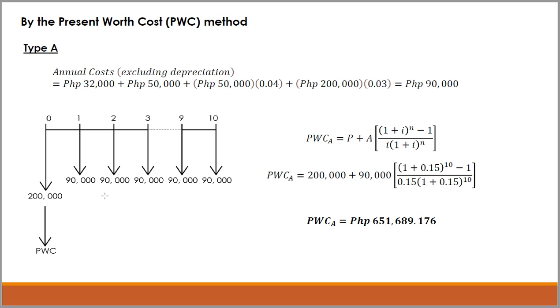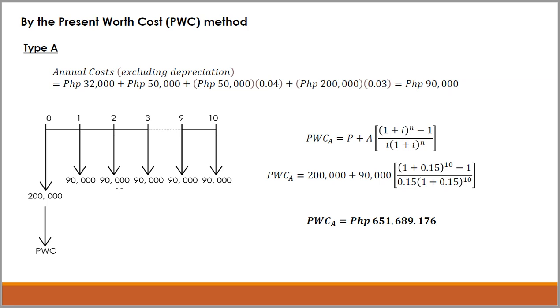So this is our cash flow diagram. We have a cost of 200,000 here, our initial investment. And then the annual cost, similar to what we have done in the first two methods. Here, we're going to exclude the depreciation. So the computation for the annual cost would exclude the depreciation: 32,000 is our labor cost, and then insurance and taxes. And then we have an annual cost of 90,000.